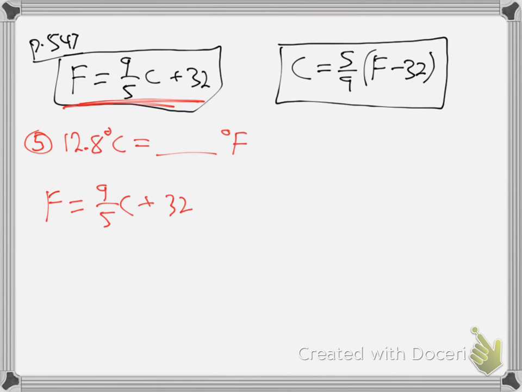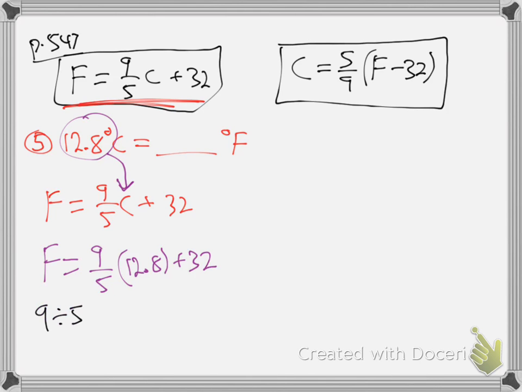And you grab the 12.8 and you just plug it in and hit the buttons on your calculator. So it's going to be F is 9/5 times C, C is 12.8, plus 32. Do you all know how to do that on the calculator? The fraction just means divide. So in other words, here's what you'll type: 9 divided by 5 times 12.8 plus 32.